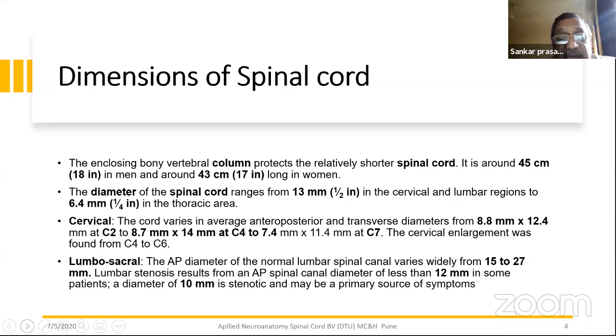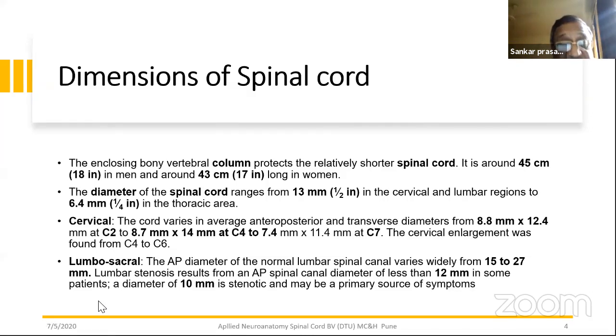The cervical enlargement is found at C4 to C6 because of the brachial plexus. Similarly, we have an enlargement in the lumbosacral region where the diameter varies between 15 to 17 mm. Lumbar canal stenosis results from an AP canal diameter of less than 12 mm in some patients. However, 10 mm is stenotic and may be a primary source of symptoms.